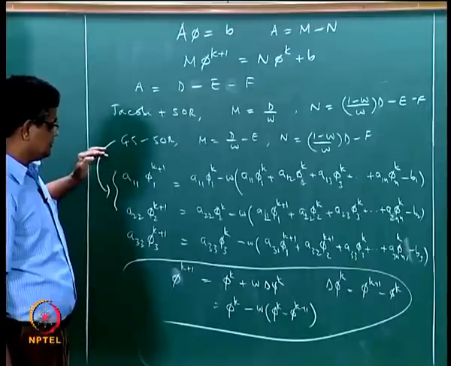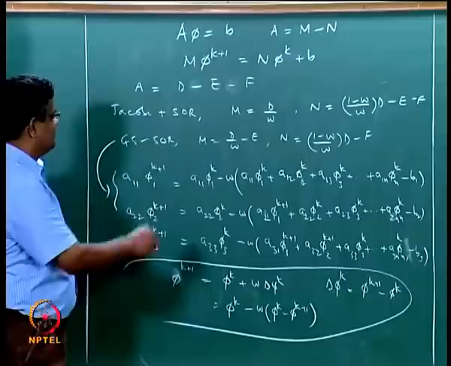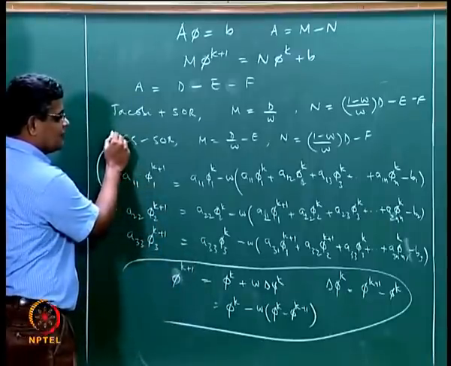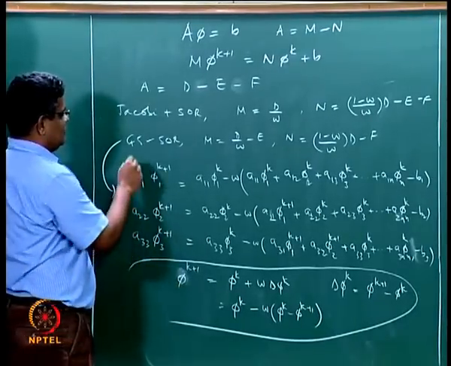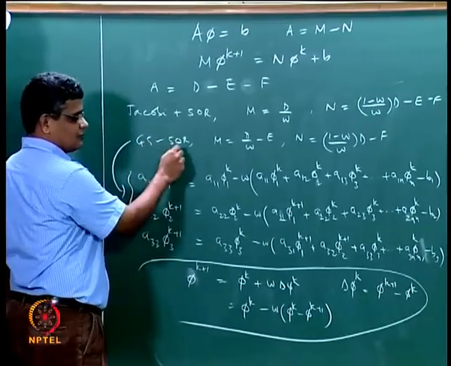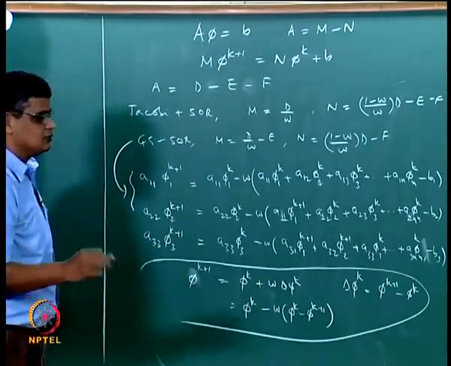So the point that we want to make here is that the number of mathematical operations, in terms of multiplications and divisions, for the Gauss-Seidel method and the SOR method, or the Jacobi method and the corresponding SOR method, is virtually the same.